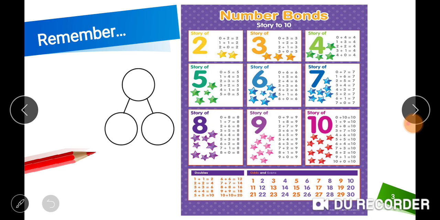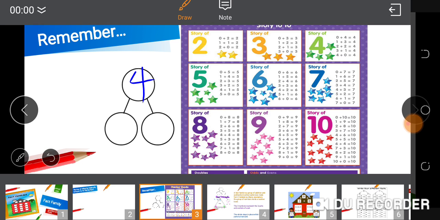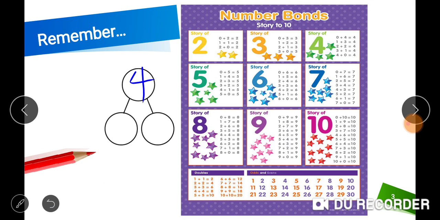Now remember what we use this number bond to do. We use it to compose or decompose numbers. We use it to add or break down numbers. We use it to put numbers together or break down numbers. Usually at the top here, you always have the biggest number. Now that number at the top is called what? Whole. And these two lower circles are called parts.